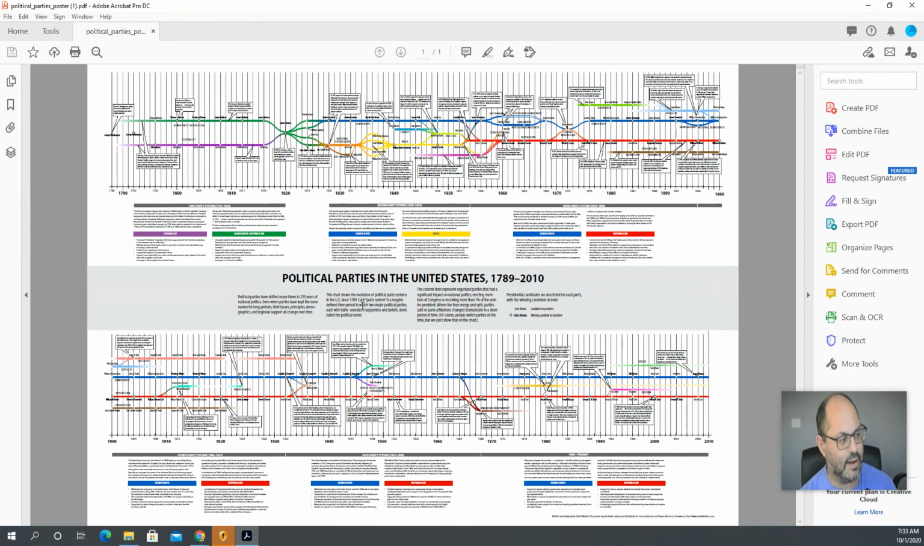And if you can see these things in periods and what caused those shifts, I think you'll have a nice understanding of how political parties have worked in American history.